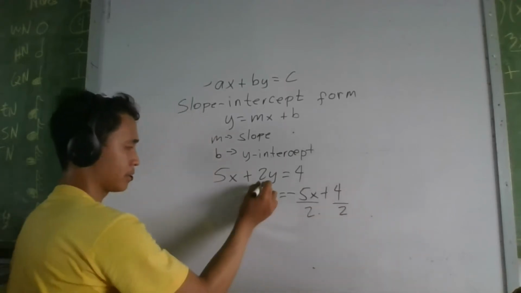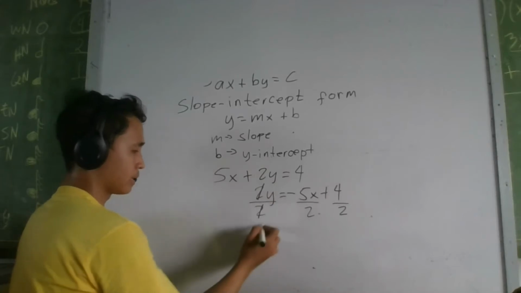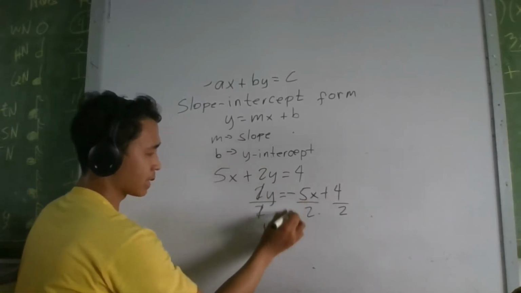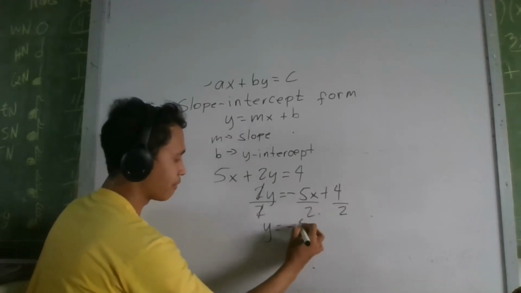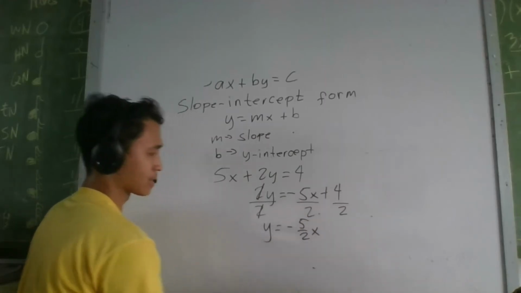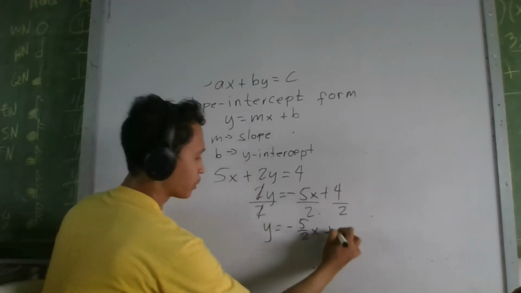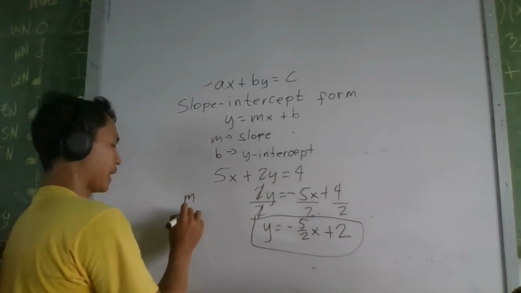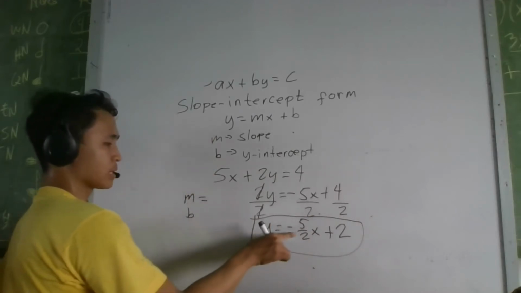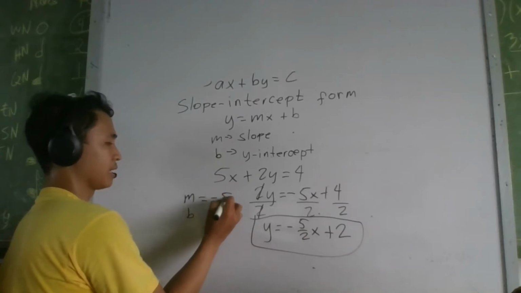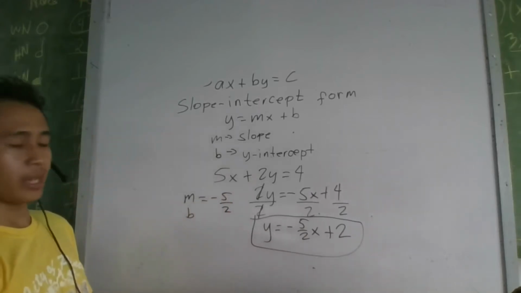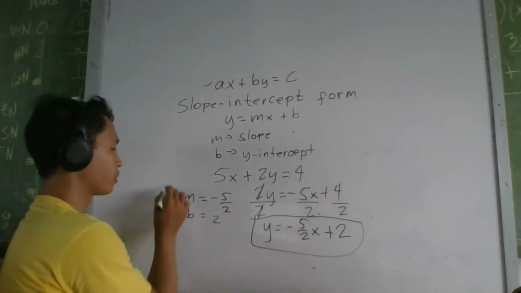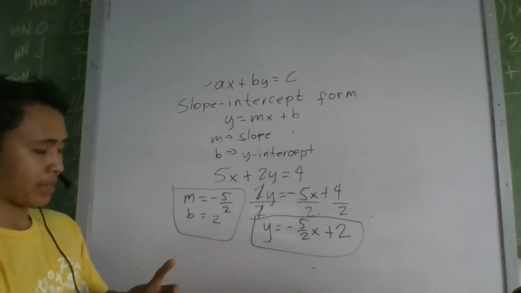Okay, bakit positive 2? Cancel, cancel. Remaining variable is y, that is equal to negative, kasi negative divide positive is negative 5 halves x, plus 4 divide 2 is 2, so that is our final answer. What is the slope and what is the y-intercept? Slope is negative 5 halves. Then b, or the y-intercept, is positive 2, so that is our final answer.